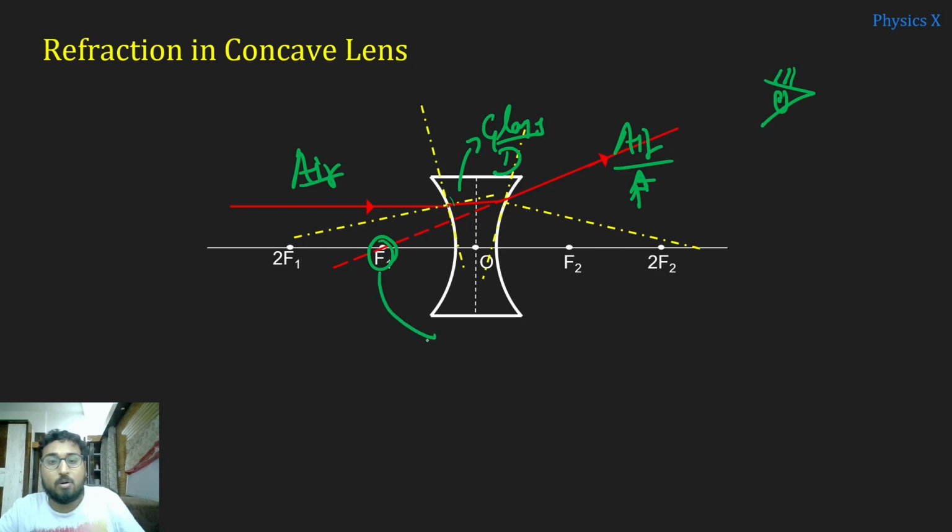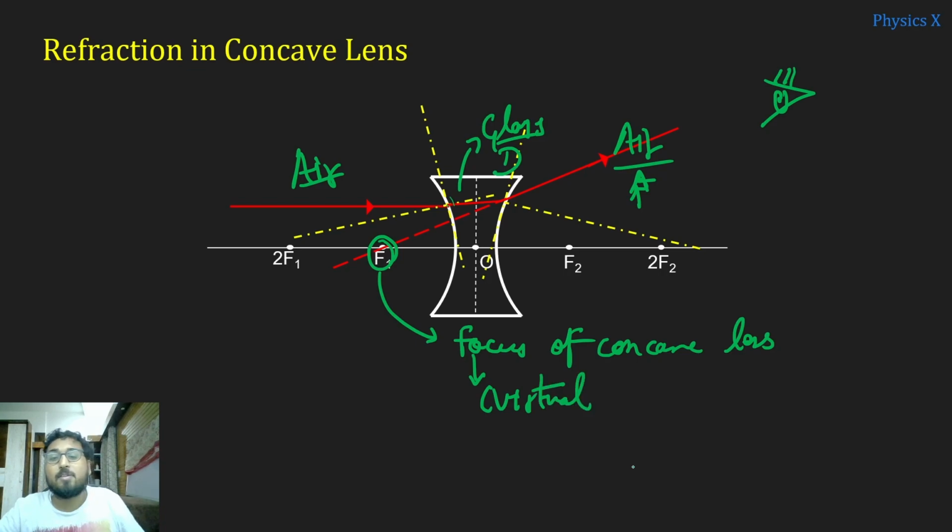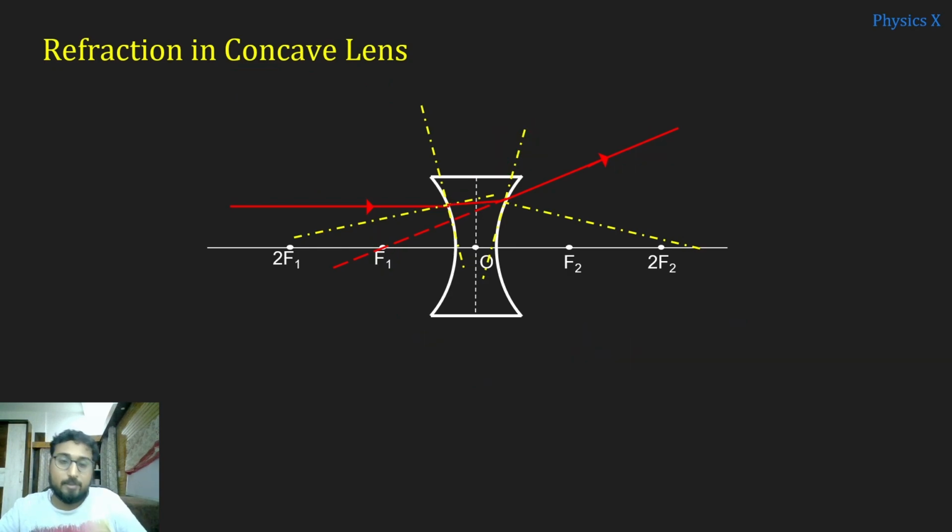So this point is also called the focus of the concave lens. Since the rays of light appear to be coming from this point, that is why this is called the virtual focus. You can see this is now defined as the principal focus of a concave lens, and it is on the left side of the optical center. That is why we say the concave lens has a negative focal length. That we will be seeing in the sign convention also, but you can understand here also.